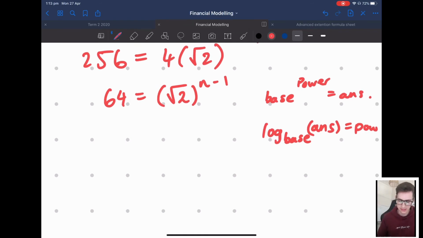Okay, so I can rewrite this in log form by writing log of root 2. My answer is going to be 64. I'm choosing to put that in brackets just because I find it clears things up a little bit with log questions. And then our answer is going to be n minus 1.